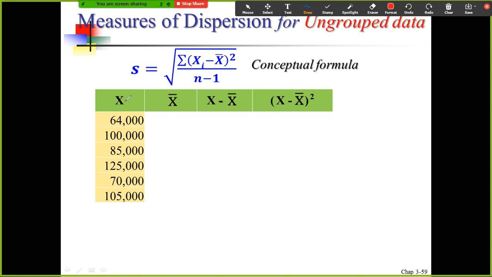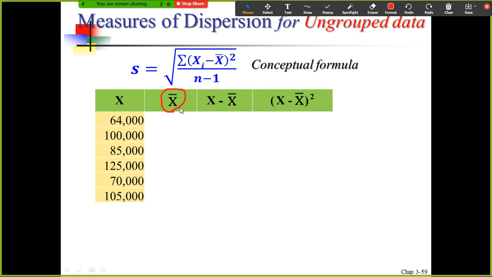Now I have column x, column x bar, column x minus x bar, and column x minus x bar squared. Okay, so who remembers how to find the arithmetic mean of our ungrouped dataset?